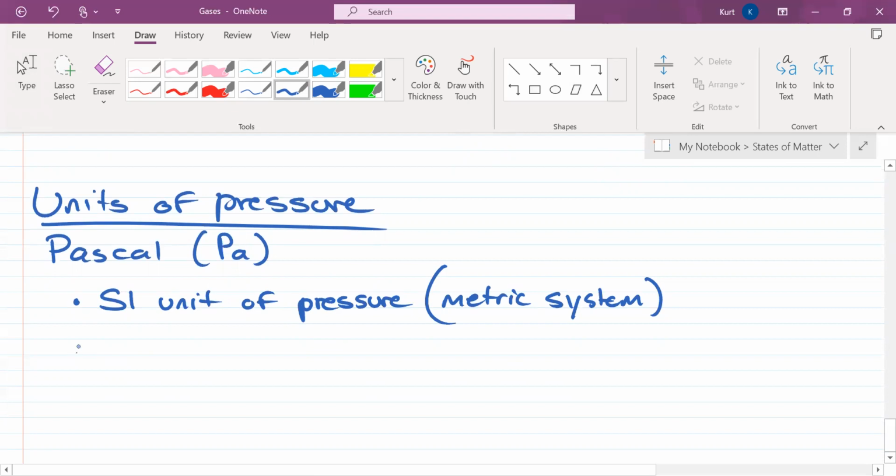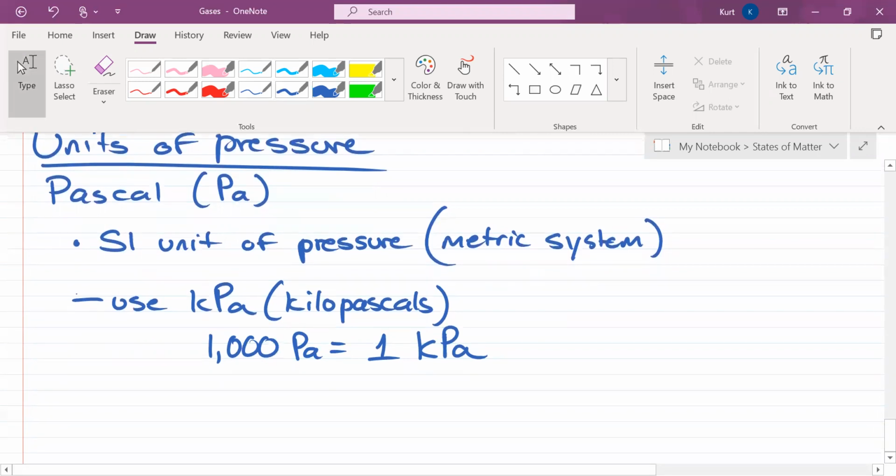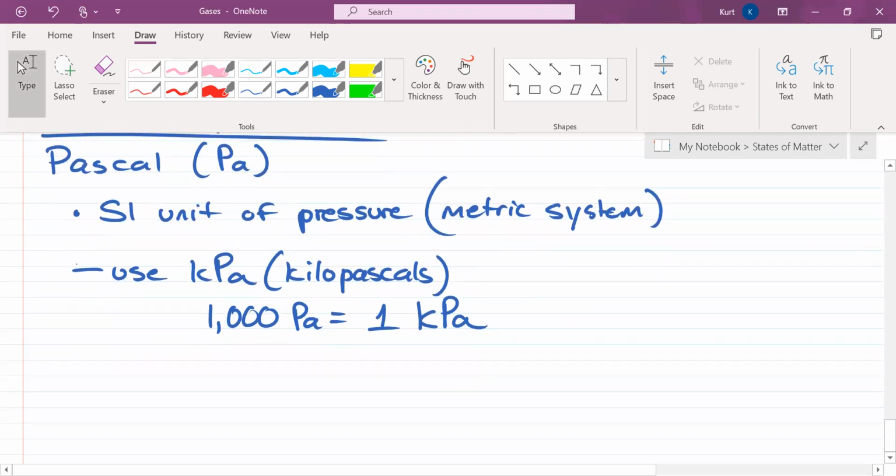We really don't use pascals, we use kilopascals, which is lowercase k, capital P, lowercase a, kilopascals. How many pascals are there in a kilopascal? There are 1,000 pascals in 1 kilopascal. This is what the international community uses to measure air pressure. Another unit of measurement that we use is called millimeters of mercury.